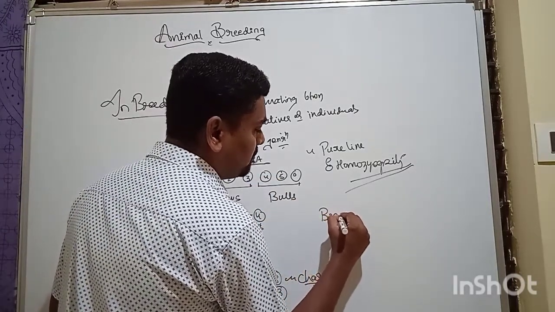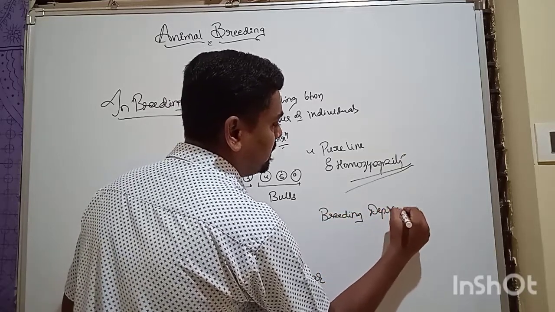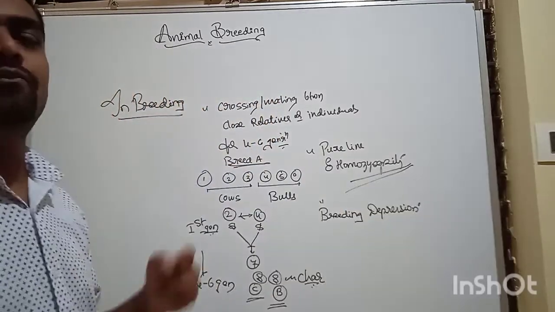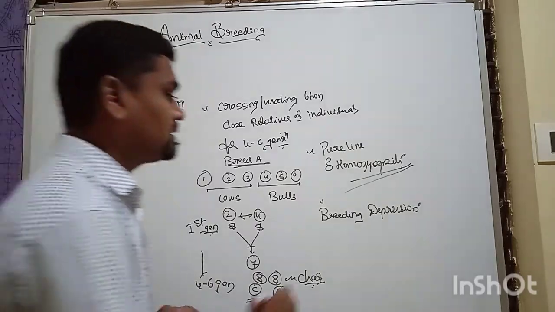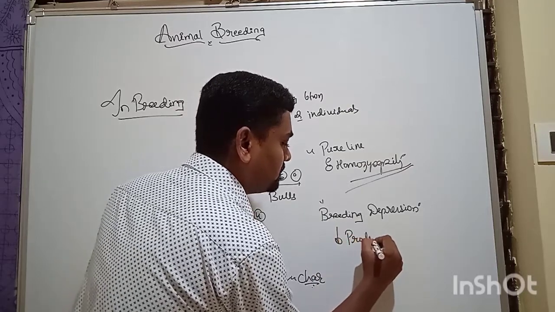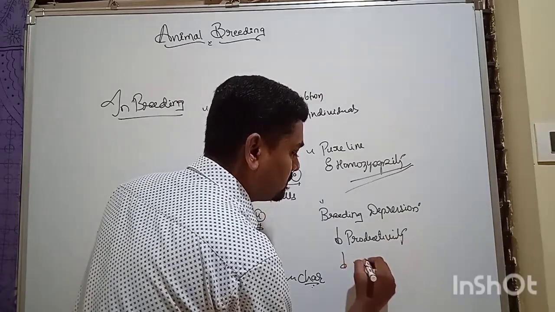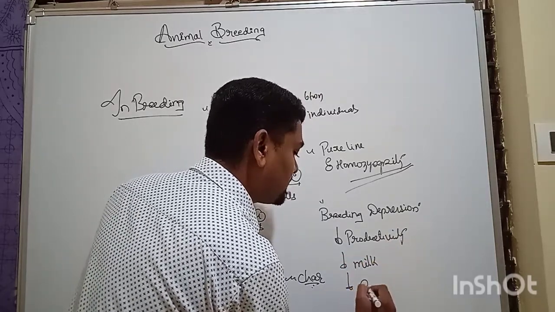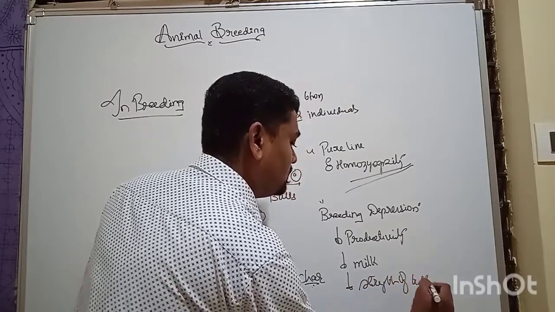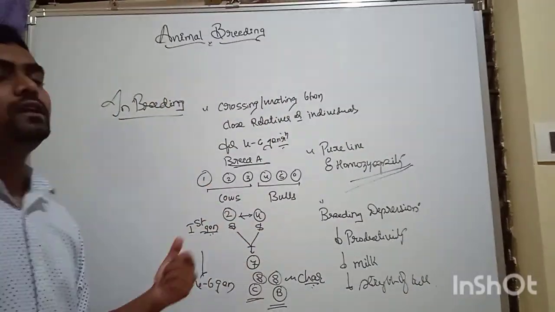You should remember one word: inbreeding depression. What is inbreeding depression? Inbreeding depression is the state where they start producing less, a decrease in productivity. Productivity means a decrease in milk production or a decrease in the strength of the bull. This is called inbreeding depression.